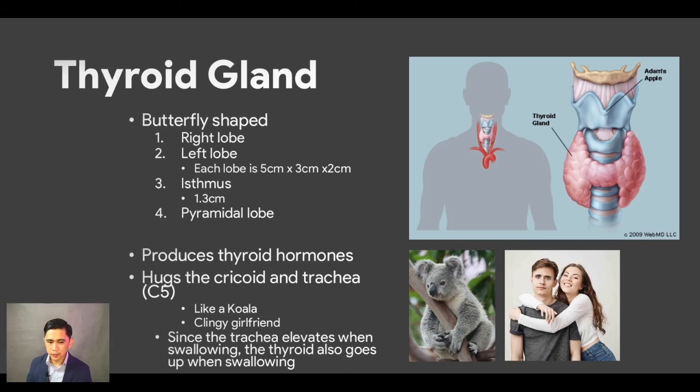Now, why is this important? It's because it is hugging the trachea. The trachea usually elevates when we swallow. You can see I'm a little thin. It goes up when you swallow. Since the thyroid gland is hugging the trachea, it also moves up when we swallow. So when you examine a patient with a thyroid abnormality, you tell them to swallow because you may be able to delineate if the mass is indeed a thyroid mass when it goes up when swallowing. That's a technique we do in examining our patients with thyroid tumors or masses.